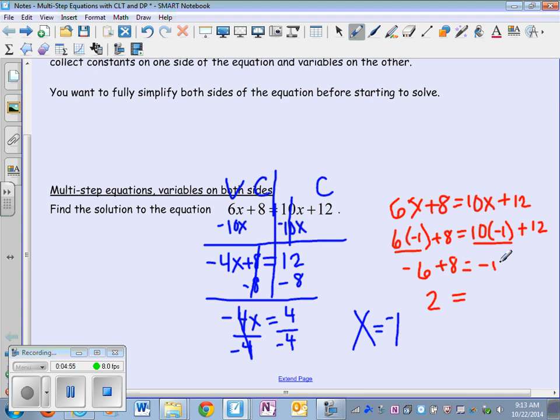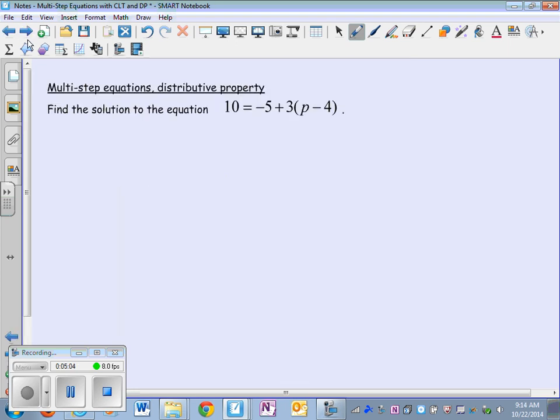10 times negative 1 is negative 10. Plus 12 is positive 2. So that is the correct answer. Okay, let's look at the next example.